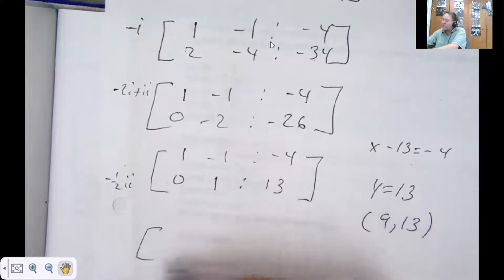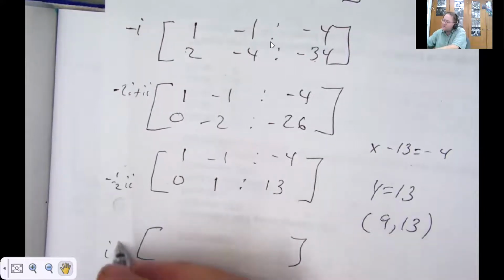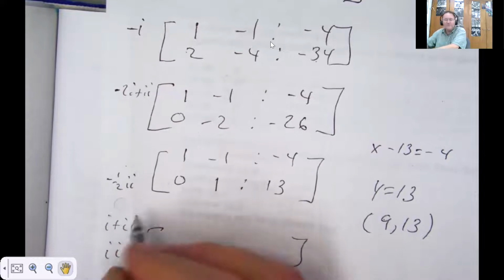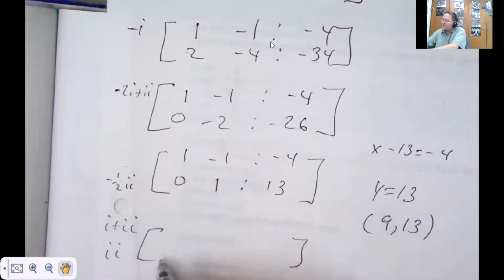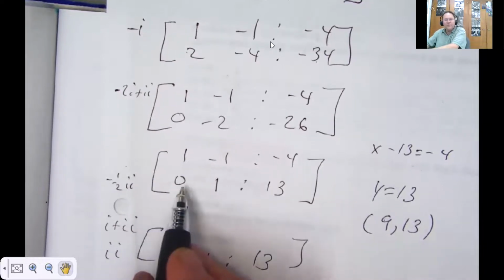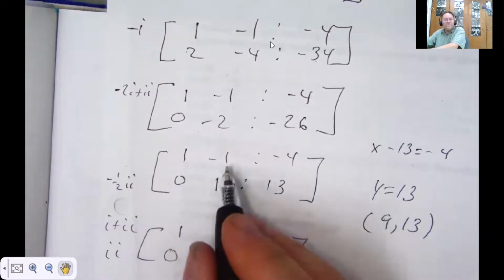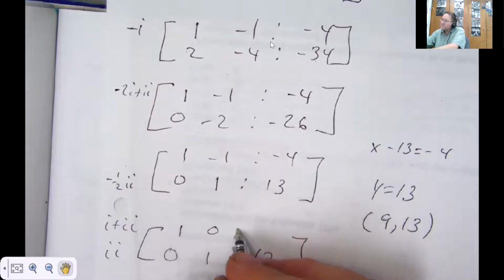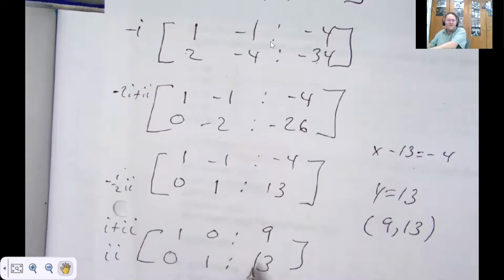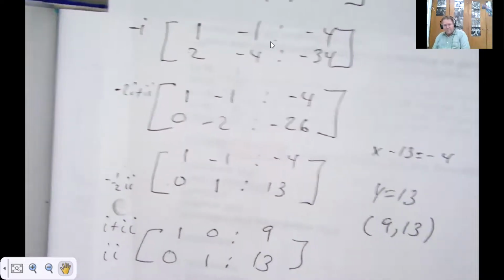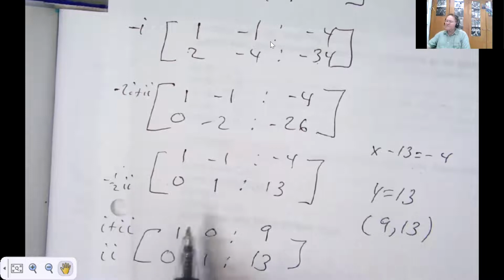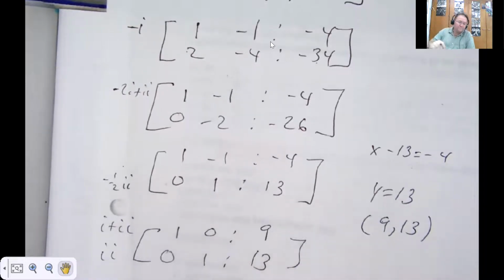So I'll keep row two the same. And then I'm going to add row one plus row two. Let's do that. Let me just write row two. I forgot that. I'm going to add these two though, row one and row two. So zero plus one is one. Zero plus negative one is zero. And 13 plus negative 4 is 9. There it is. X is 9. Y is 13. You don't need to back substitute with Gauss-Jordan. Not a big deal, I suppose, but it's just staring at you in the face now. X is 9. Y is 13.